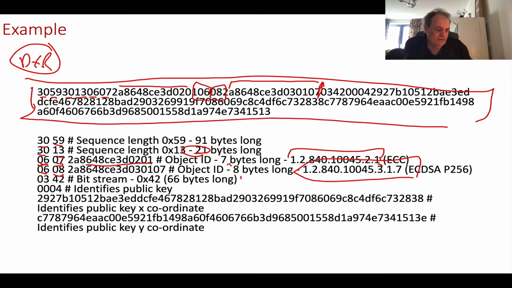So then we have 03 and 42. They'll be 66 bytes long, so 03 and 42. So the rest of that there is now identifying the keys, or the public key for the X and the Y coordinate. So this part here is the start, and then we'll have 64 bytes of the X coordinate and 64 bytes of the Y coordinate to give us our keys here.